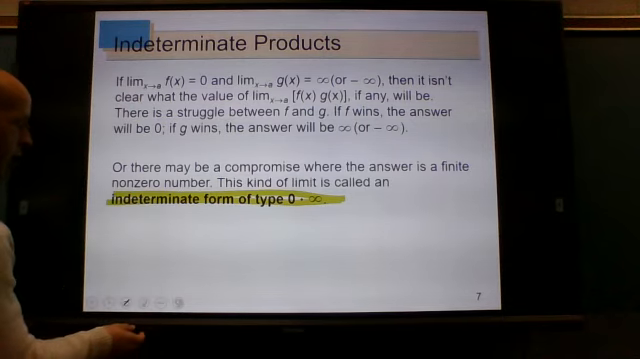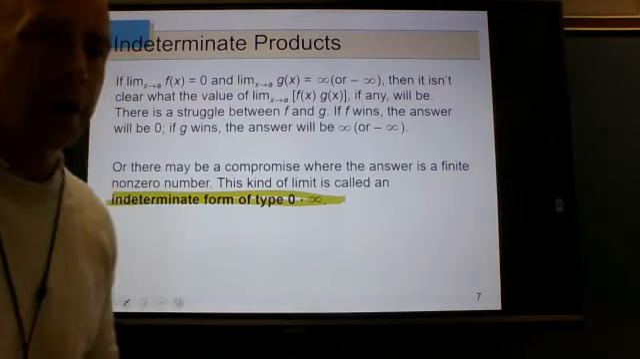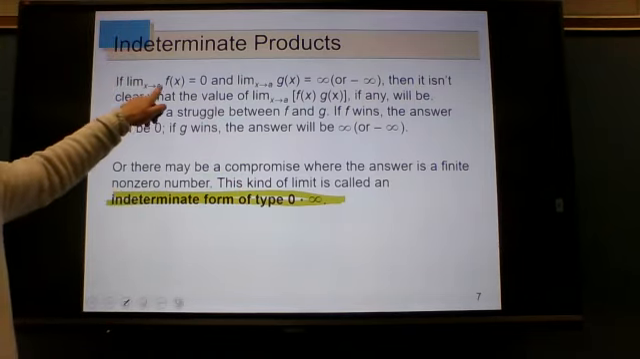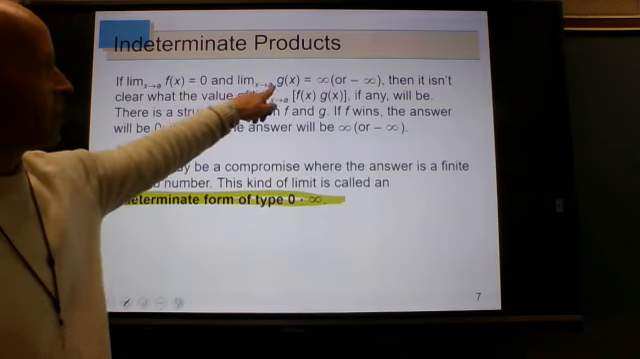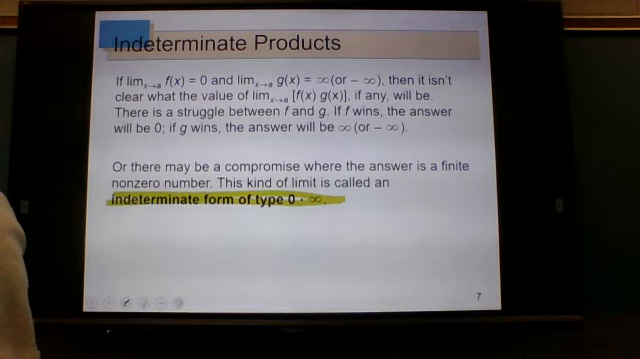Now, intuitively, you might want to say that 0 times infinity is 0, but you would be incorrect. That is not necessarily the case. So it turns out if the limit of f of x is 0 and the limit of g of x is infinity or negative infinity, this is also an indeterminate form.